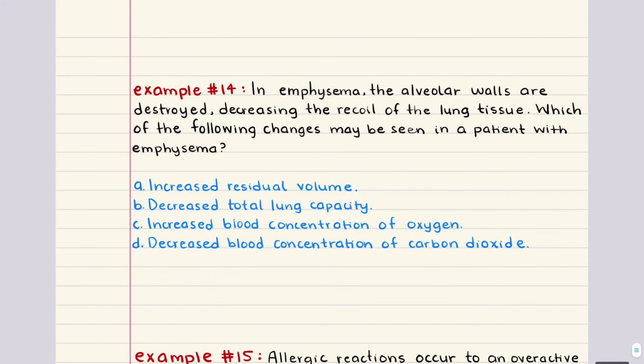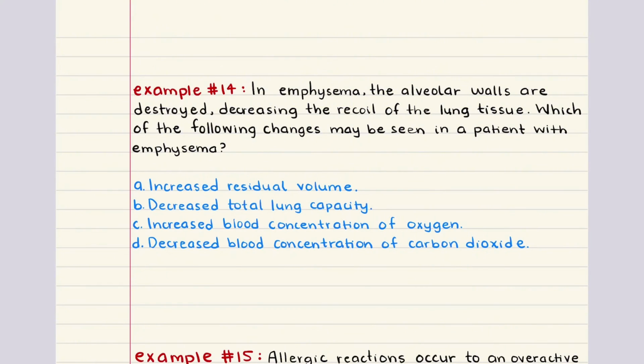Problem 14 says, in emphysema, the alveolar walls are destroyed, decreasing the recoil of the lung tissue. Which of the following changes may be seen in a patient with emphysema? When the walls between alveoli break down, not only is surface area for gas exchange reduced, but also, and this is important, the recoil of the lungs is decreased.